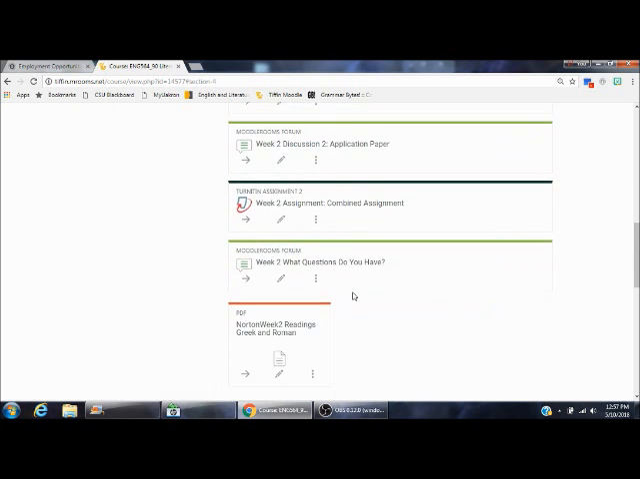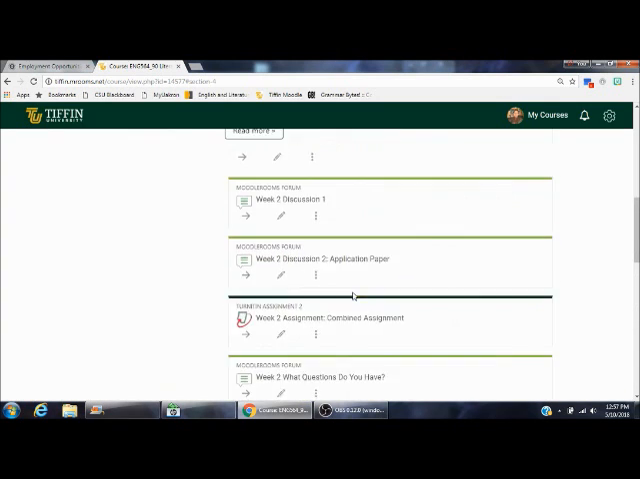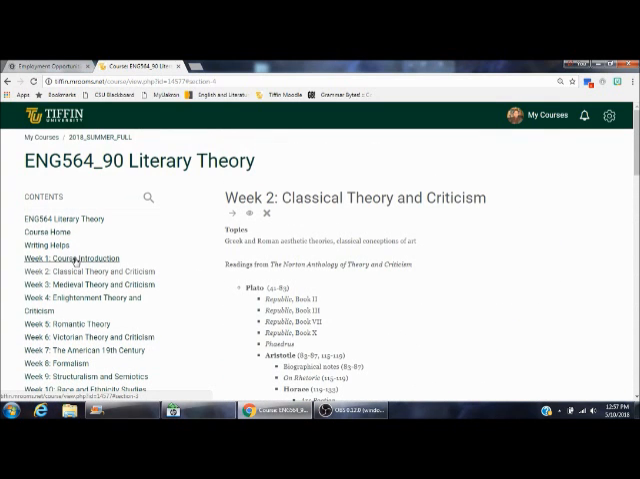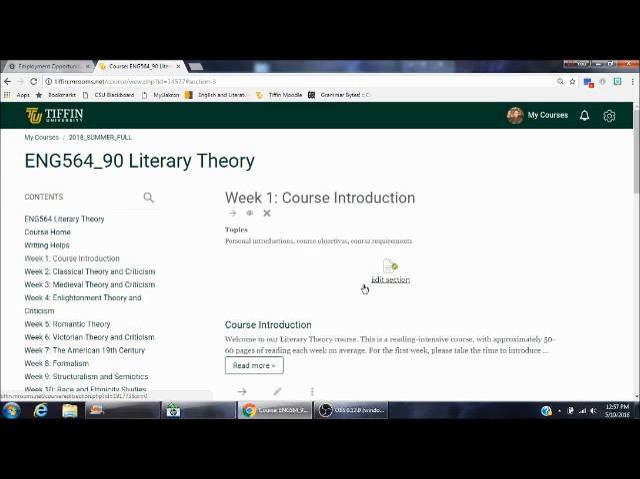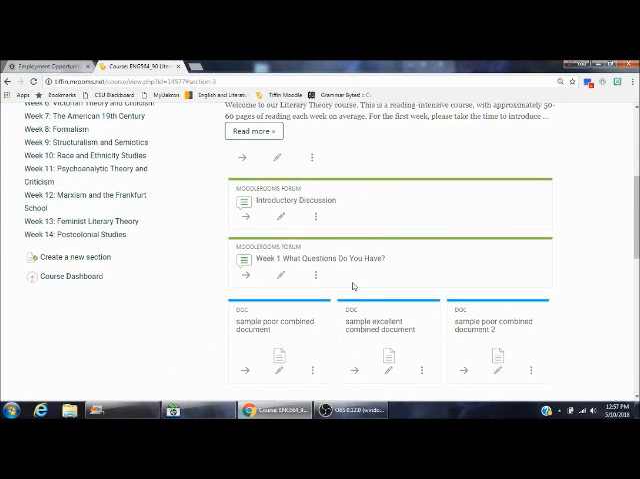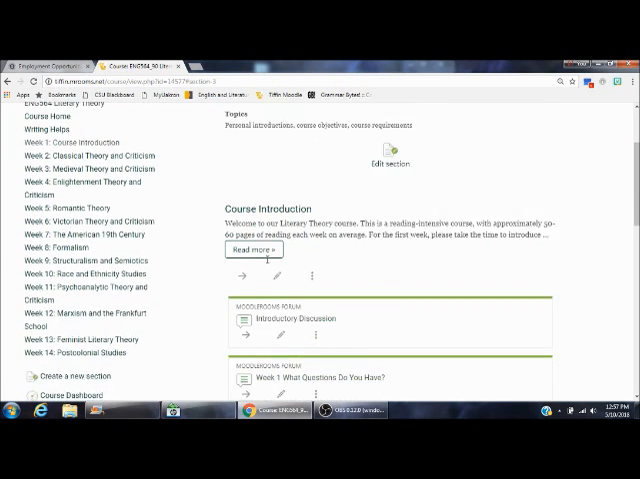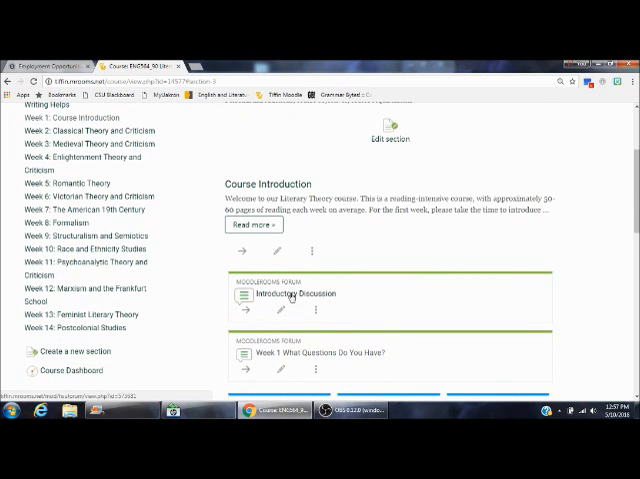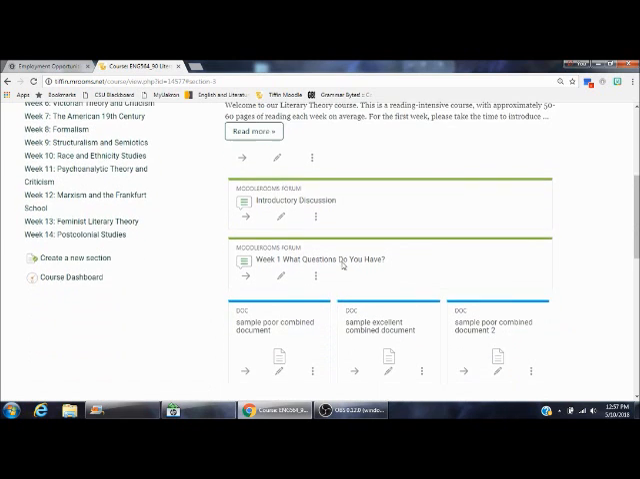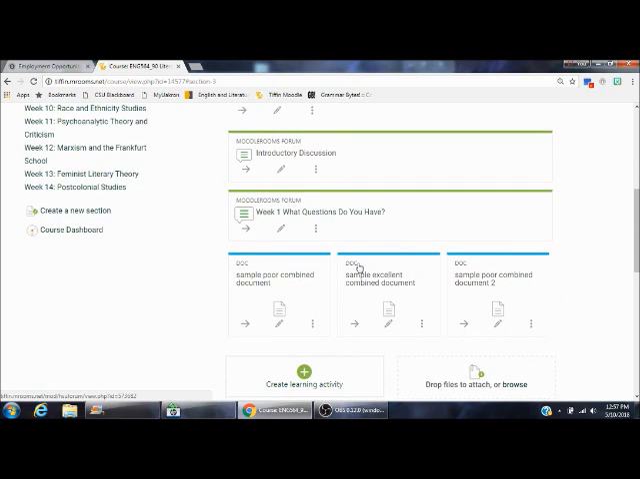With that in mind, I would like to find, wherever I put them here, week 1, the course introduction. Obviously, you have your introductory discussion that you need to do, any questions that you have about the course, and I have 3 documents: a sample poor combined document, a sample excellent combined document, and a second poor document. I want to look at the excellent document first.